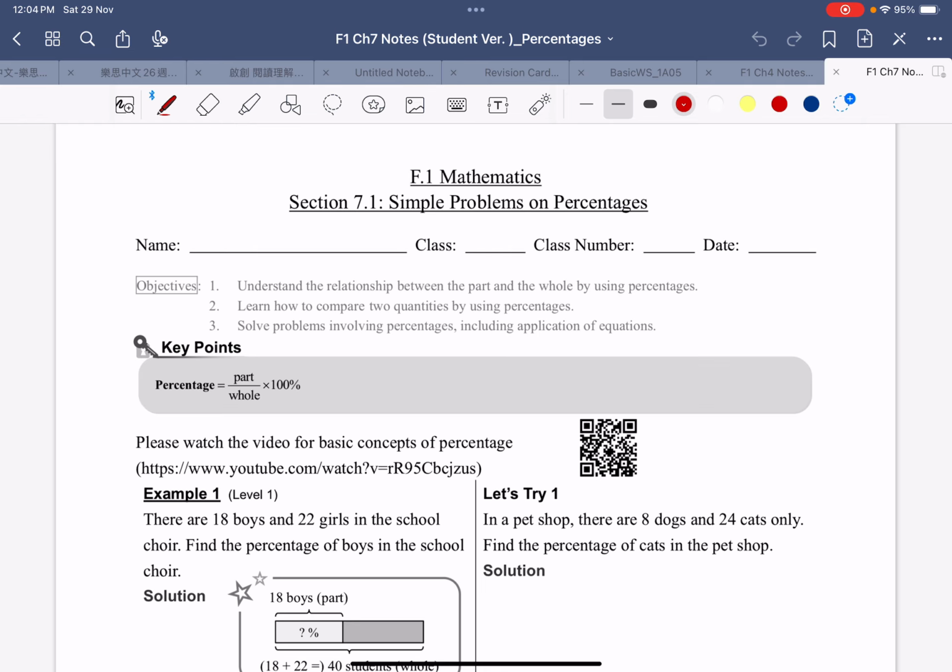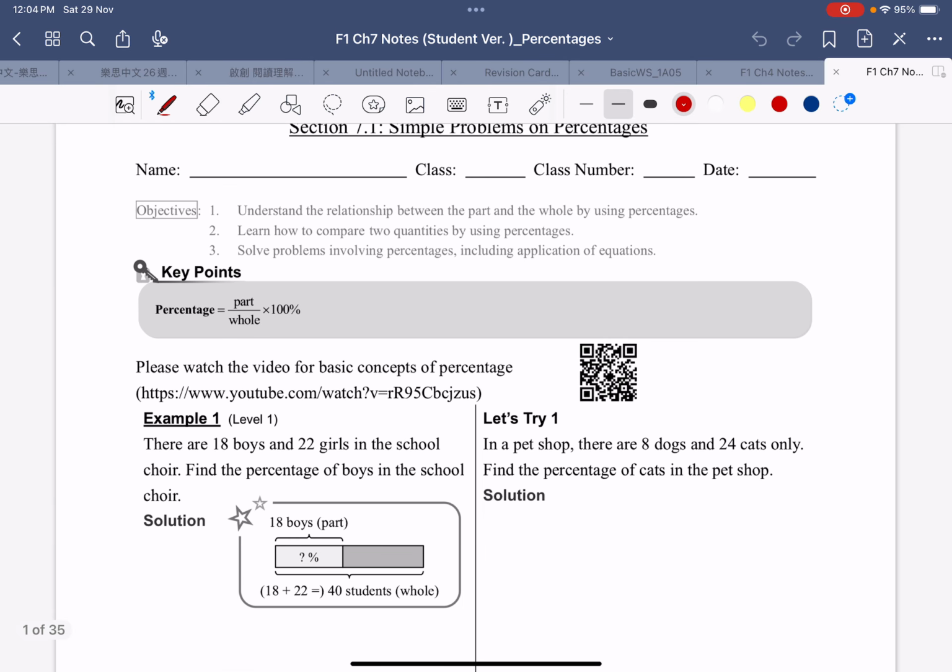Okay, let's begin with section 7.1. The key idea here is understanding the relationship between a part and a whole. The formula we use, using the concept of part and whole: part divided by whole times 100% gives you the required percentage. And let's look at example 1.